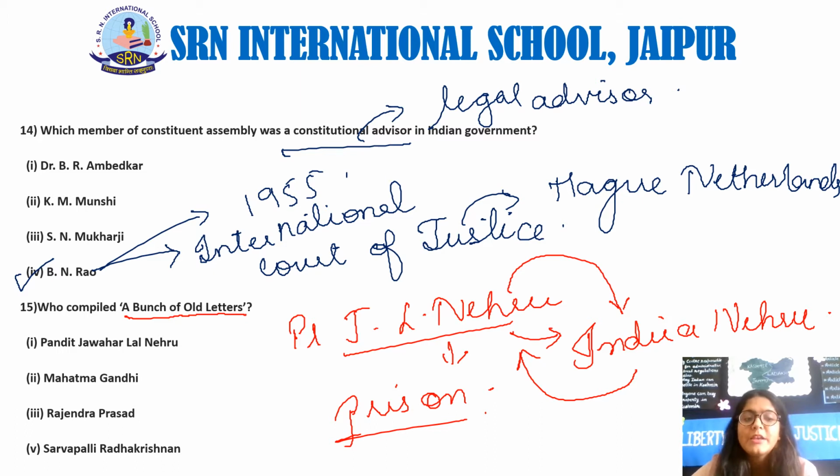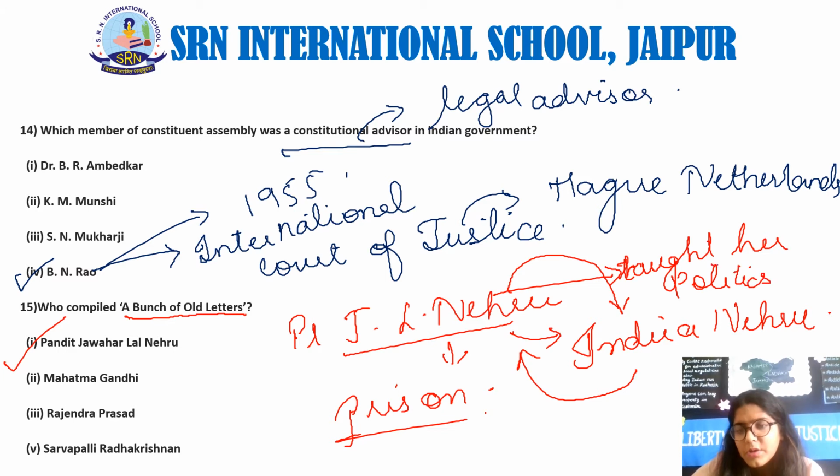Later on, Pandit Jawaharlal Nehru himself compiled those letters, and he published a book known as A Bunch of Old Letters. In these letters, Jawaharlal Nehru taught her what politics is all about, how the world goes, what diplomacy is, how things go, how to revolt, how to carry on any policy. These things were taught by Pandit Jawaharlal Nehru to his daughter from prison itself. I hope this is clear to all of you.